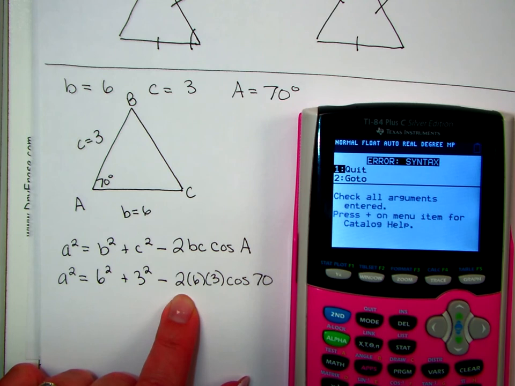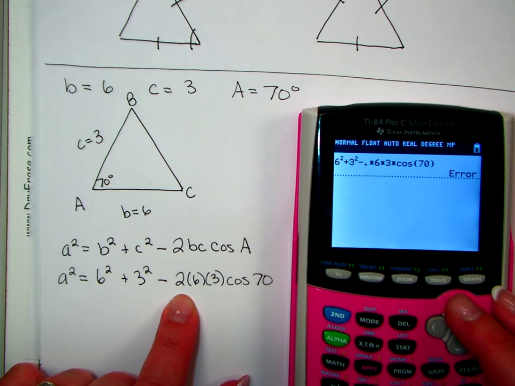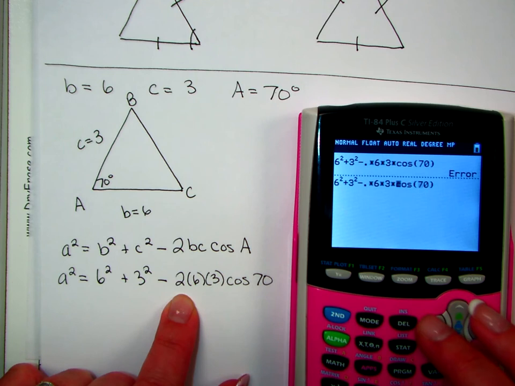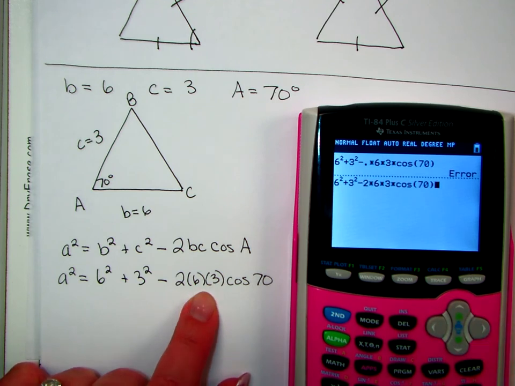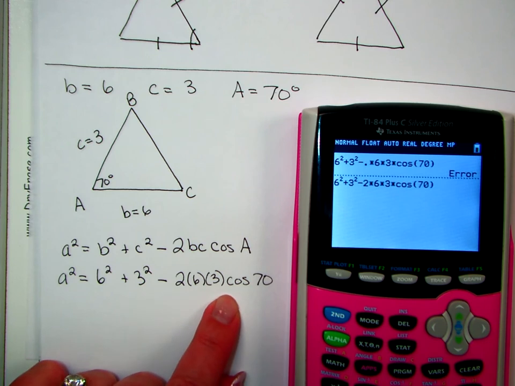oh, I did something wrong. What did I do? Oh, I put a decimal in there instead of a 2. Let me go fix that. All right, 6 squared plus 3 squared minus 2 times 6 times 3 times cosine 70. Let's try that.